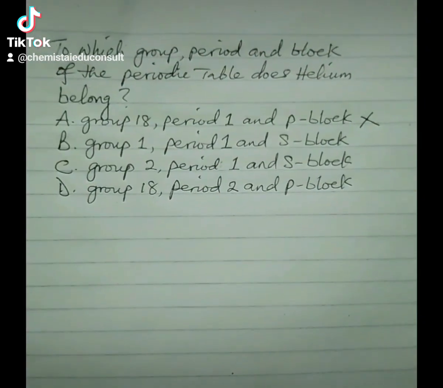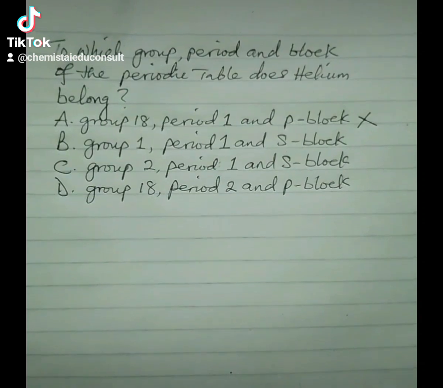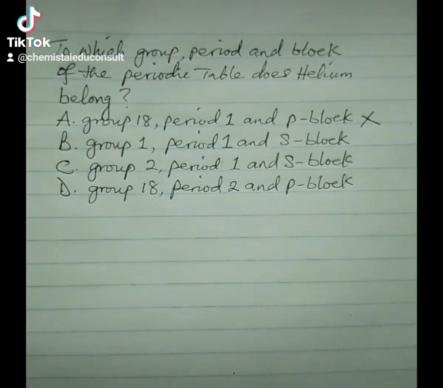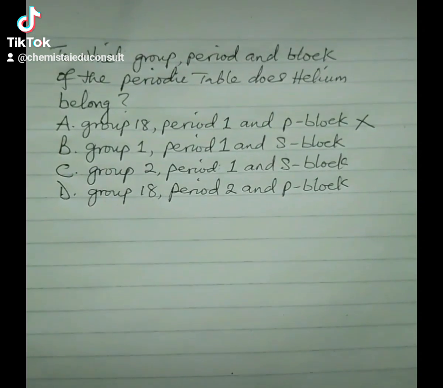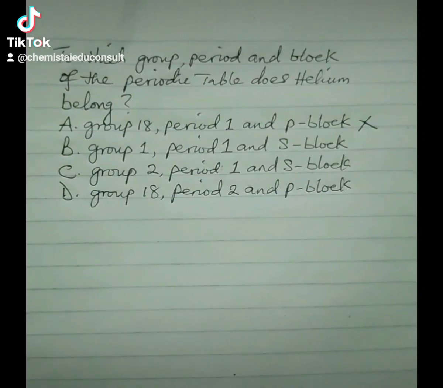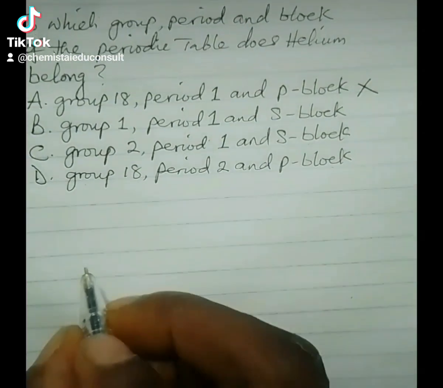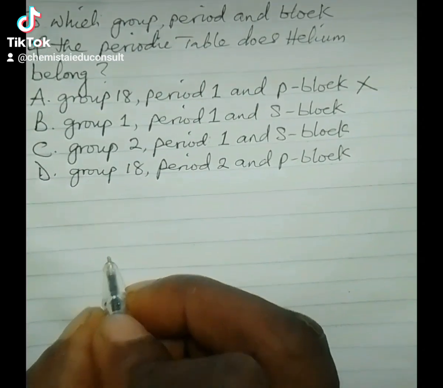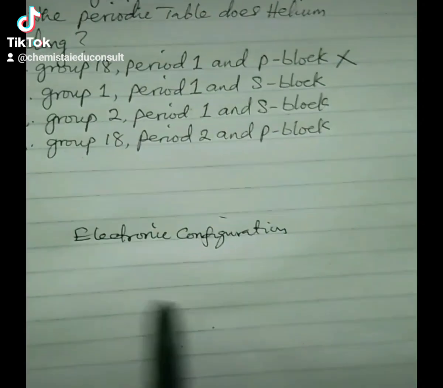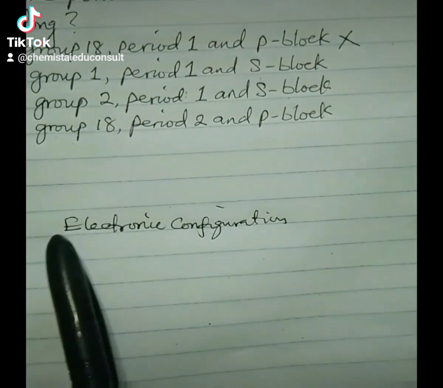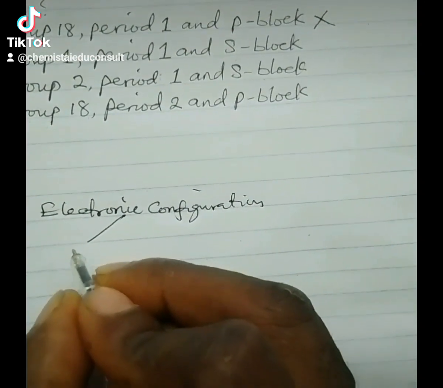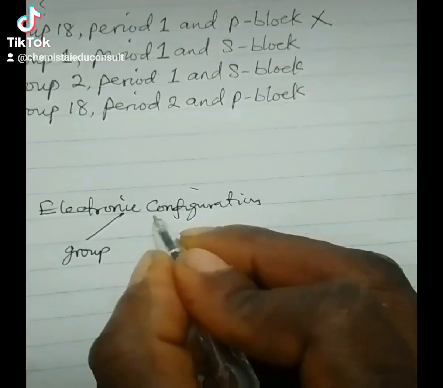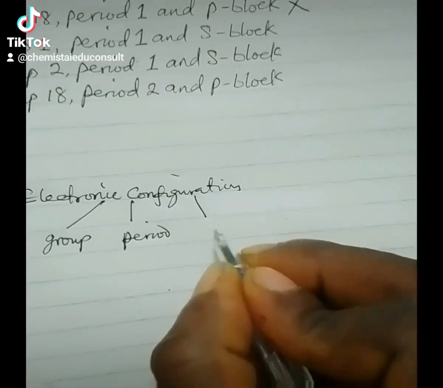The position of elements on the periodic table can act as a guide, but this is not the ultimate criterion for determining the right position of an element on the periodic table. The criterion is the use of electronic configuration. Electronic configuration is just like the fingerprint of each of these elements that carries three pieces of information: the group the element belongs to, the period, and the block.